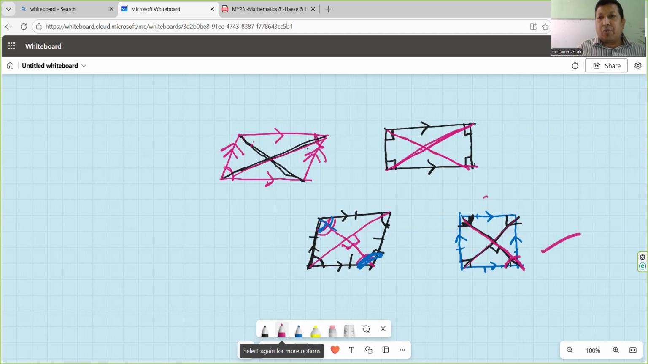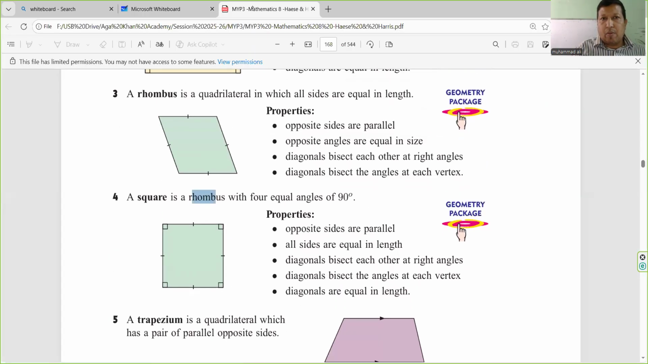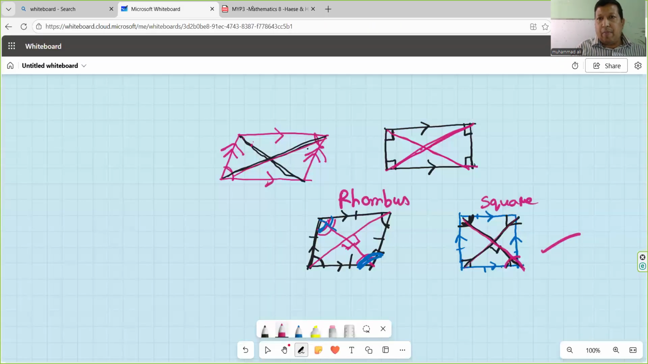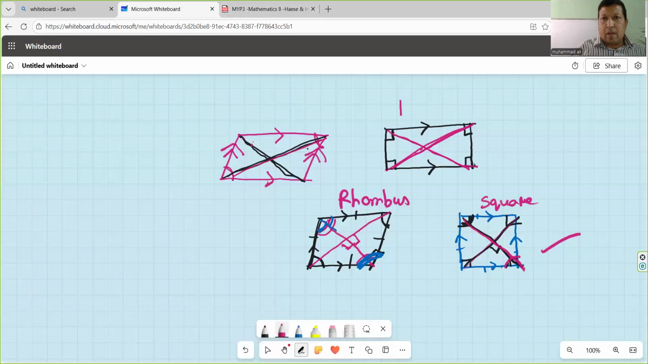This is a square. This is a rhombus. And that one is a rectangle. And that one is a parallelogram.